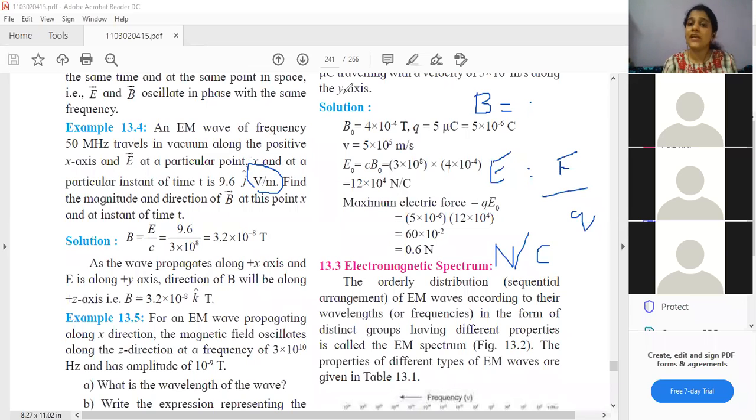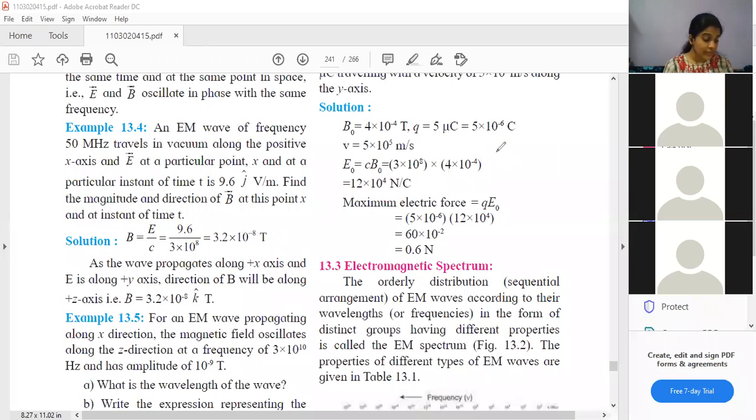Why? Because there is one more formula for electric field. Let me just write it over here. You all can make a note of this. There is one more formula for electric field, which is given by V by D. V stands for voltage and D stands for the distance. So using this formula, we get the unit volt per meter.